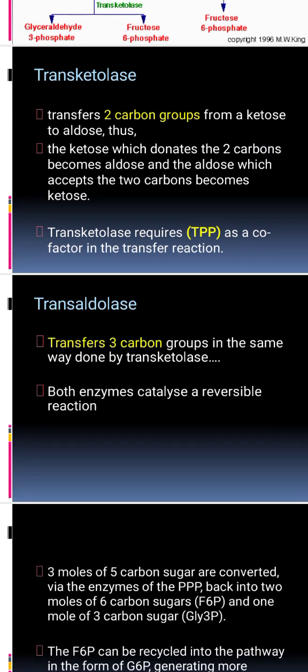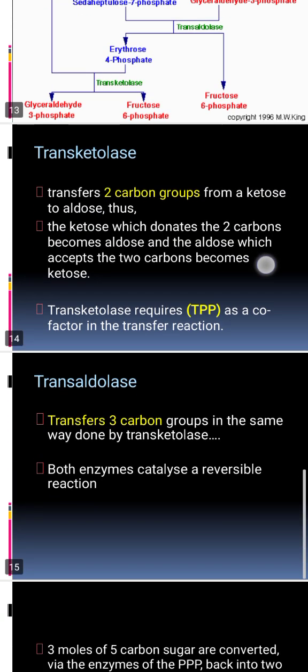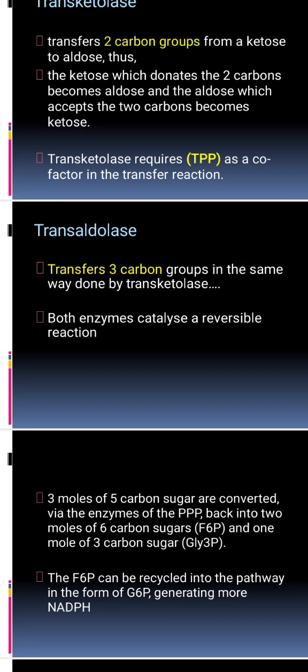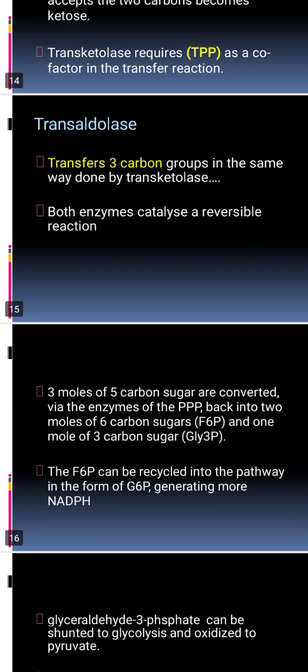Transaldolase is the second enzyme that has a role in the non-oxidative pentose phosphate pathway. It will transfer three carbon groups in the same way done by transketolase. Okay, so the transketolase will transfer two carbon groups, while transaldolase will transfer three carbon groups.